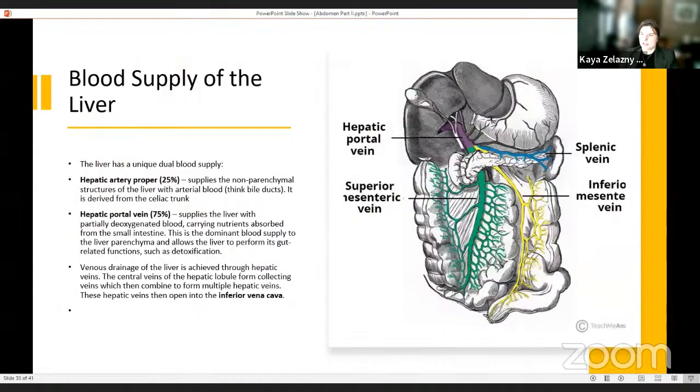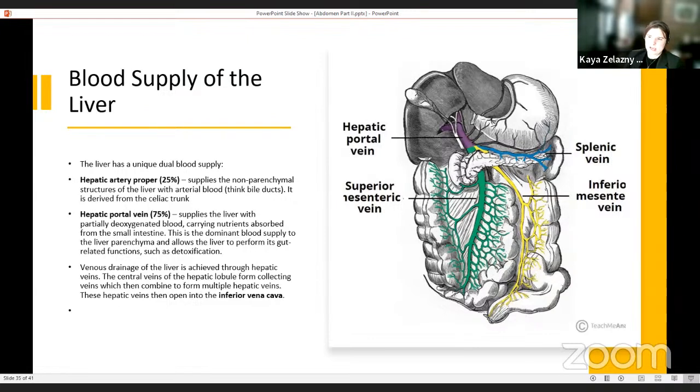Okay. We're going to think about its blood supply. Okay, so the liver has a really interesting blood supply because it does get some of its blood for the tissue of the liver itself from the hepatic artery. So the hepatic artery proper, branching off your celiac trunk, is supplying the non-parenchymal structures of the liver with arterial blood. So it's supplying like bile ducts and stuff. But the rest of the liver is getting its blood flow mainly from the hepatic portal vein.